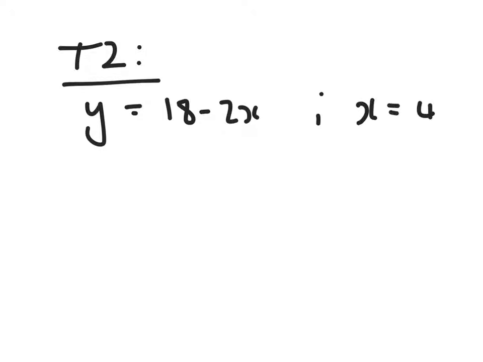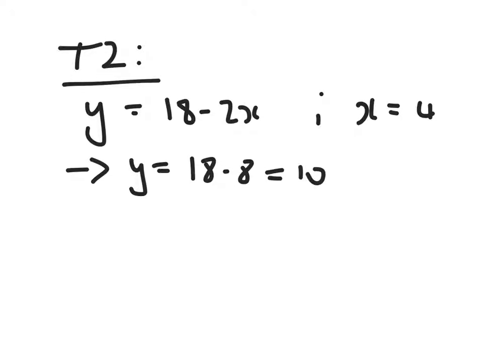If you're given y equals 18 minus 2x, and it says find the value of y when x equals 4, what you do is substitute in 4 for x, and it gives you a value for y. So you would have y equals 18 minus 8, which equals 10.